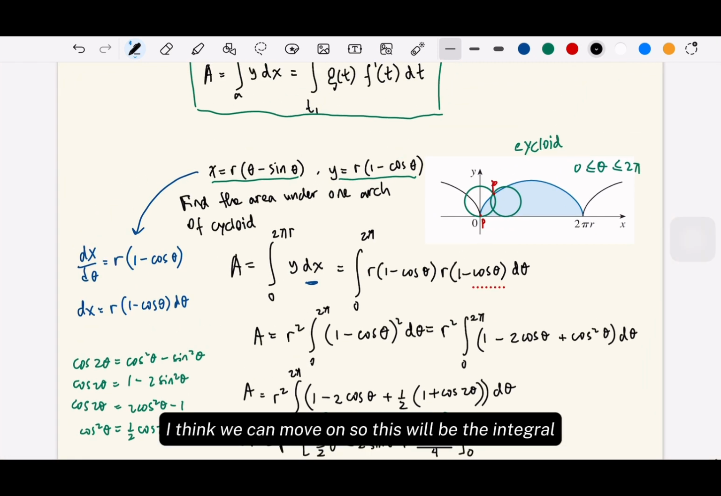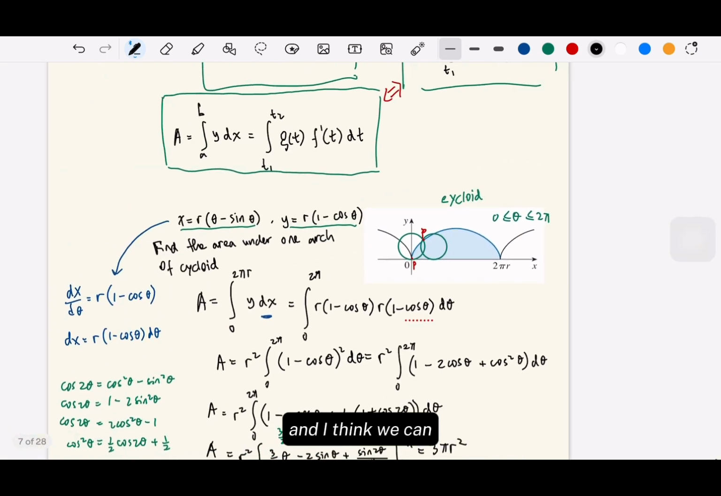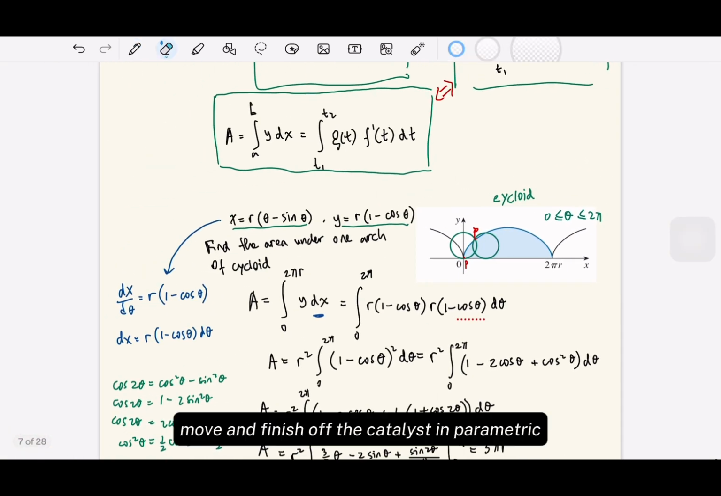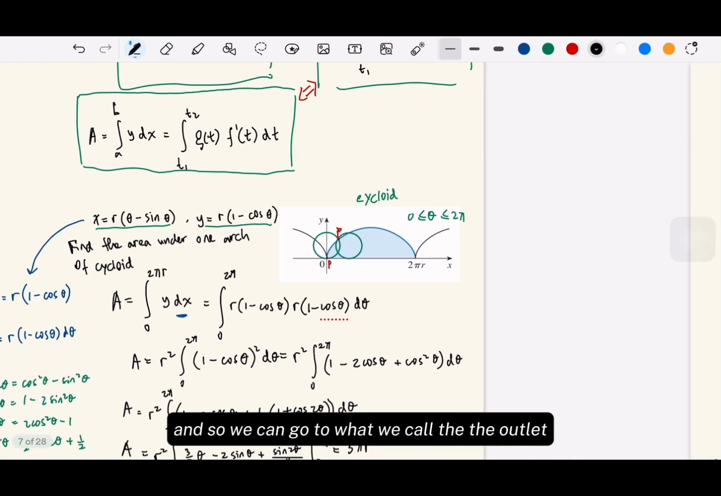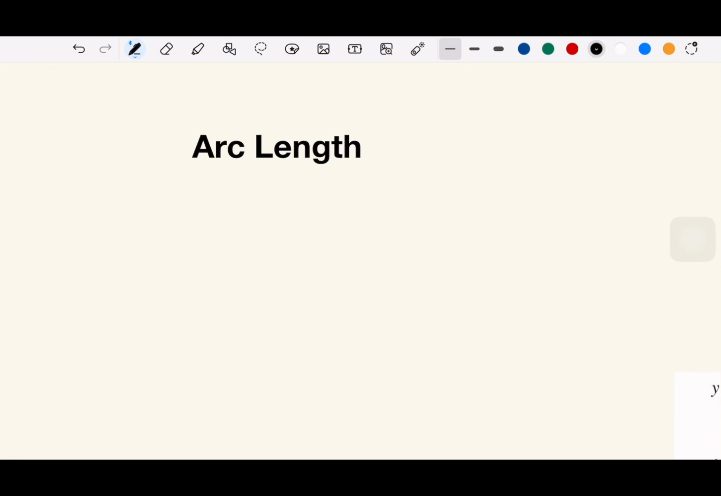I think we can move on. So this will be the integral, and I think we can move on and finish off the calculus in parametric form. So we can go to what we call the arc length. So what is the arc length?